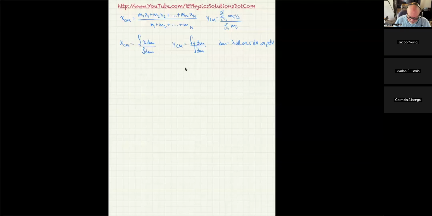Okay, it should come up any second now. So what I've done is I've gone ahead and taken the time to write down the actual formulas that we'll be using for the center of mass.